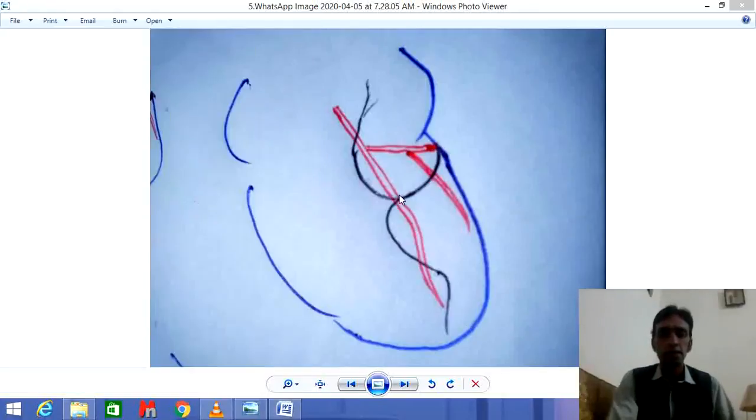And then the left circumflex artery posteriorly gives rise to the left posterior ventricular artery. This one is the left posterior ventricular artery because it supplies blood to the posterior side of the left ventricle. That is why this is called left posterior ventricular artery.